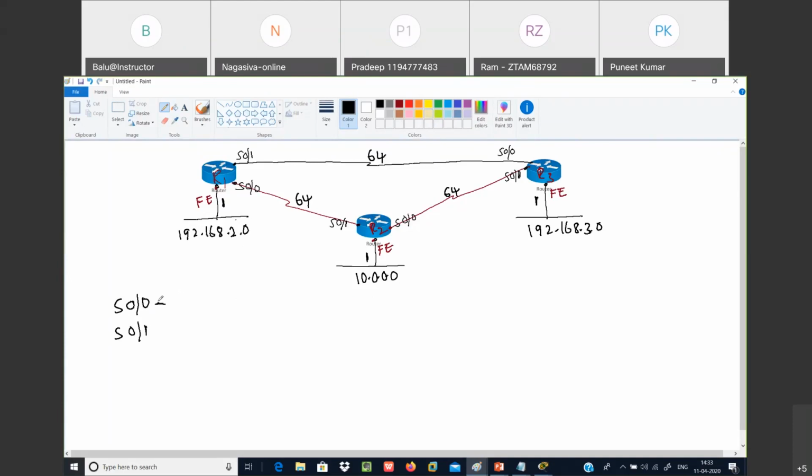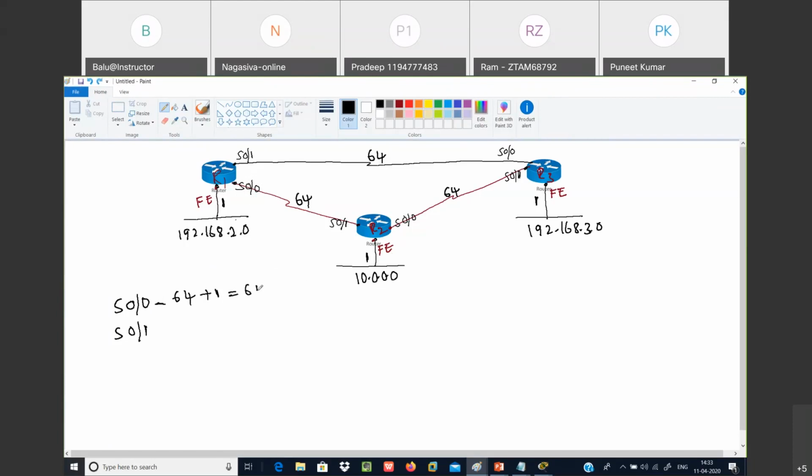I repeat my question once again. From serial 0/0 to reach R2 LAN users, what was the cost? From R1 serial 0/0. Yes, perfect. So serial 0/0 to reach the LAN means 64 is the WAN link plus the R2 FastEthernet cost, which is 1. 64 plus 1, total cost is what?